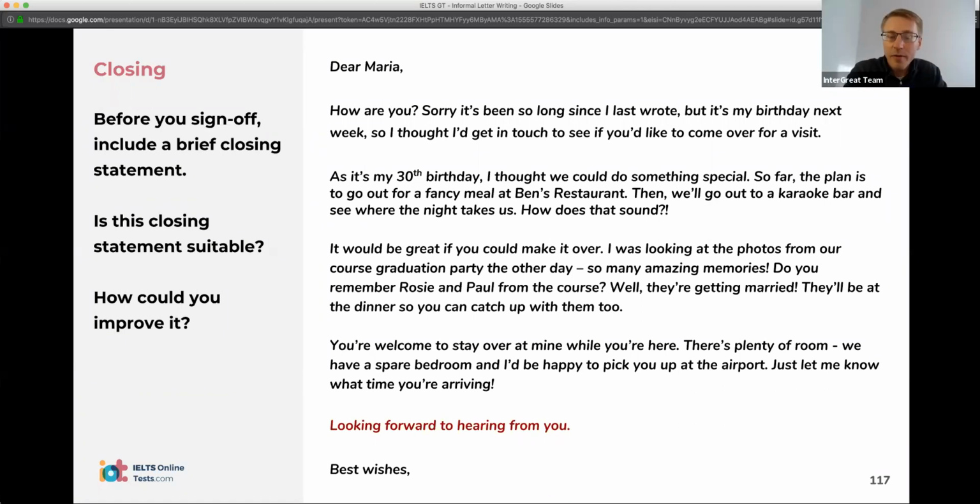Yeah. From what I've heard, some instructors recommend ignoring the semi-formal category altogether and, if it's semi-formal, treating it as a formal letter.